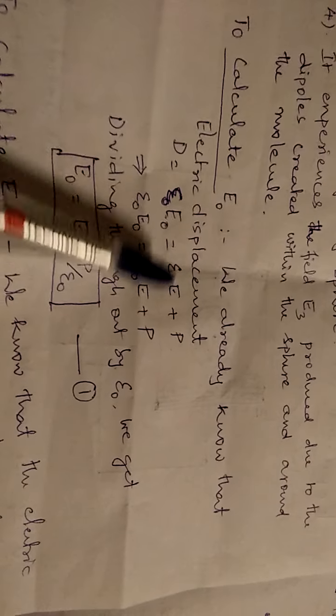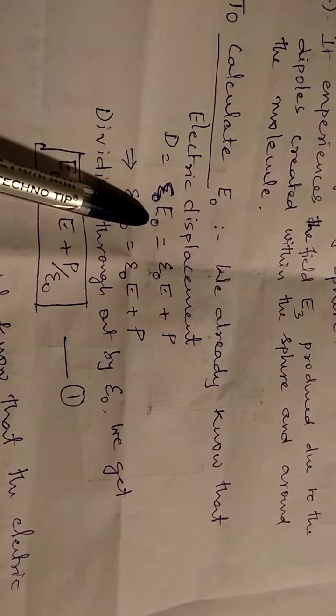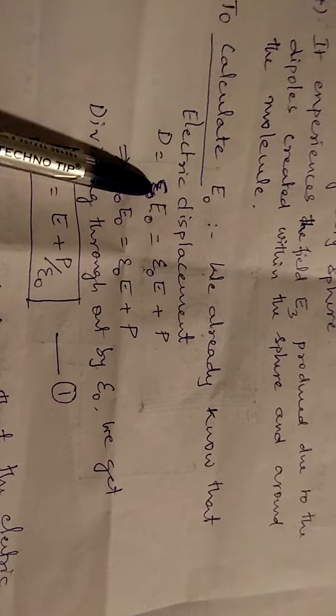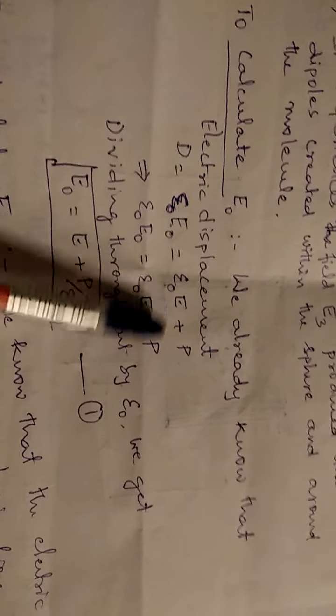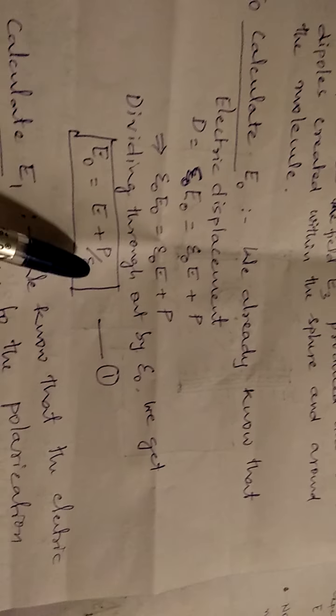Now let us calculate E naught. We already know that electric displacement D is given by epsilon naught E naught. Here E naught is nothing but the electric field caused by the charges residing on the plates of the capacitor. So epsilon naught E naught is equal to epsilon naught E, where E is the net electric field, plus P. So this we have already studied. Now by considering this equation and dividing throughout by epsilon naught, we get the expression for E naught, that will be E plus P by epsilon naught.